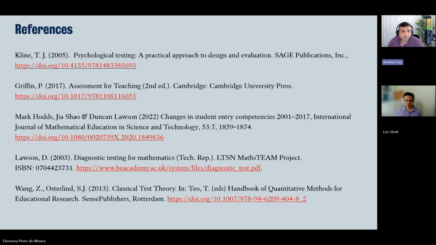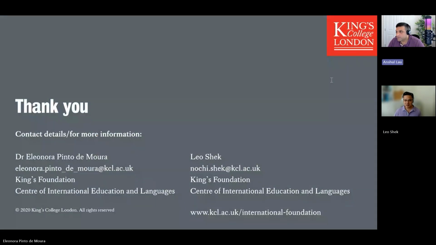Thank you so much, both of you, for an overview on your mathematical diagnostic tool at King's College London and your overview of the project.